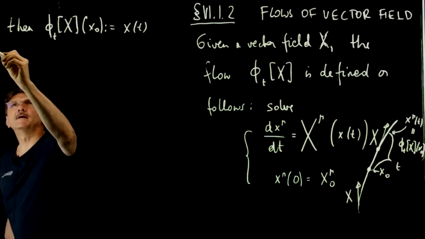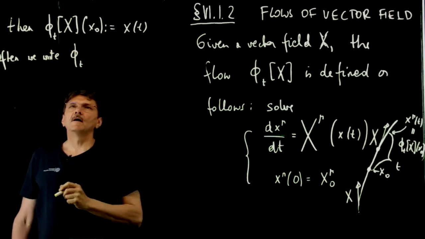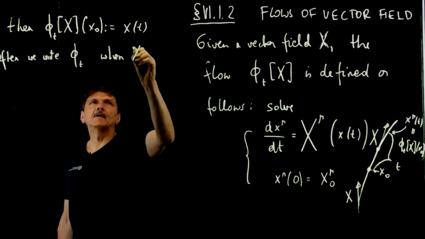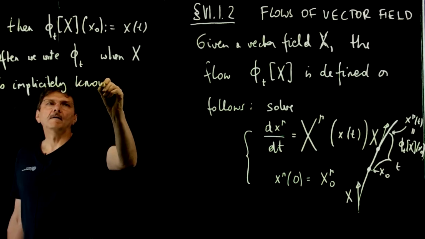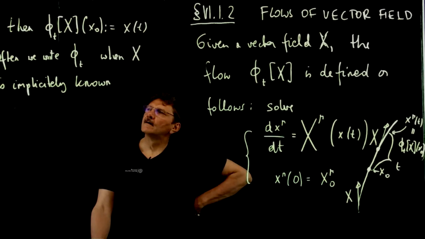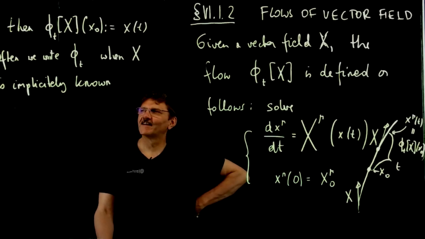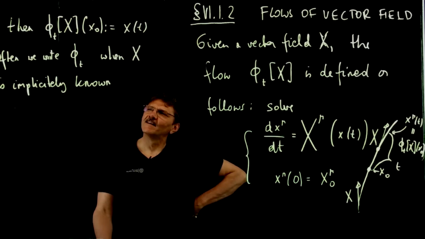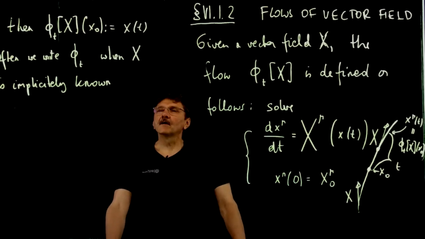So often we will write phi_t when X is known, when X is implicitly known. Do I need an E in implicitly here? Should this be without the E or with the E? Wikipedia or Merriam-Webster online? My intuition says without the E, but I can quickly check. Please check, right? I think it should be without E. Well, let me know when you've checked. So that's the definition of the flow.